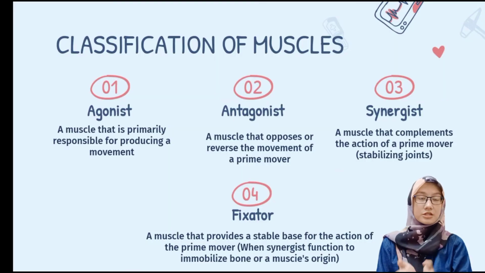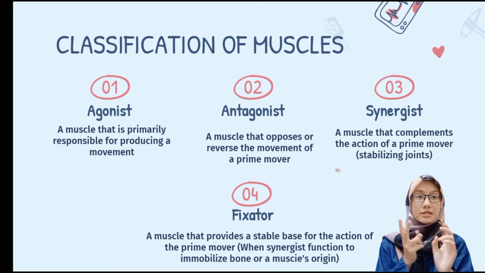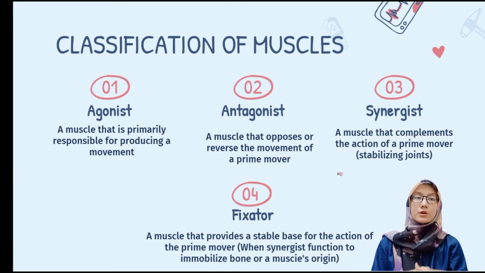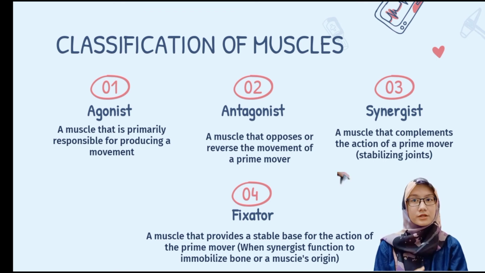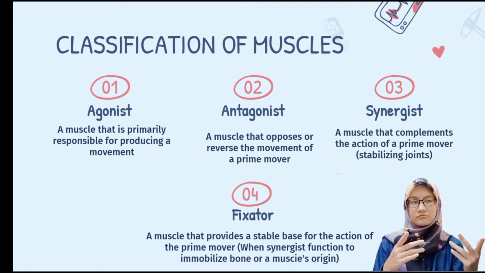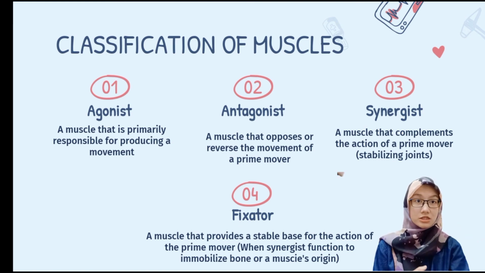For classification of muscle, there are four parts: agonist, antagonist, synergist, and lastly protector. So, what is agonist? Agonist is the muscle that provides the major force to complete the movement. Because of this, agonists are known as prime movers. For example, in the bicep curl, which produces flexion at the elbow, the bicep muscle is the agonist.